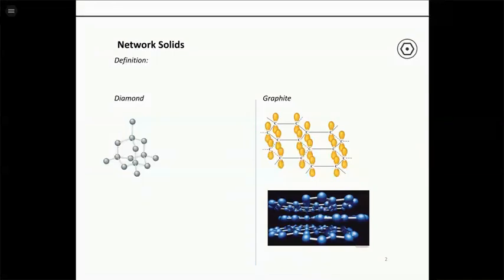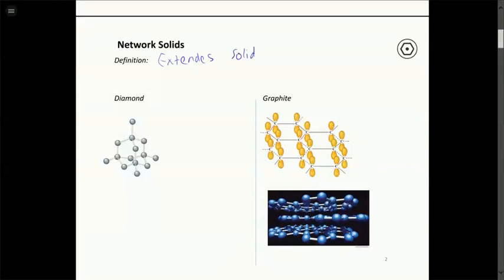So network solids are basically huge covalent compounds. They're extended solids, which means they have an infinite structure. There's no real boundary to them, per se. So they're extended solids, but they're formed by covalent bonds. Remember, metallic structures are formed with metallic bonds in between all the atoms, which are slightly different. But here we're talking about compounds or elements that have covalent bonds. And in some way, they can be thought of as infinite molecules.